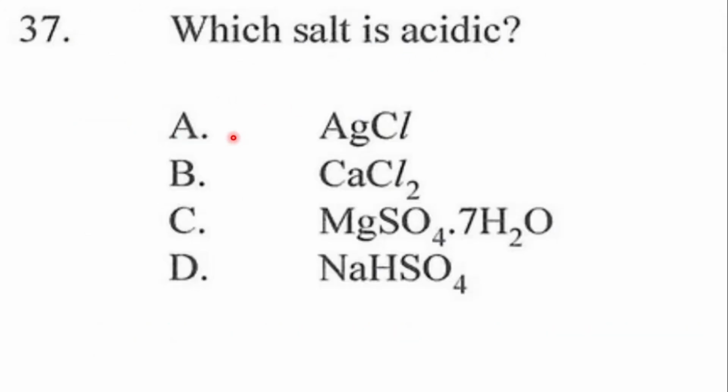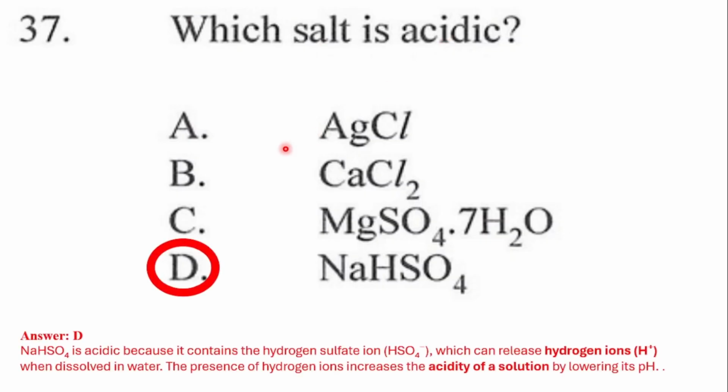Let's move on to question number 37. It says, which salt is acidic? Is it AgCl, CaCl2, MgSO4·7H2O, or NaHSO4? Which salt is acidic? Well, the correct answer is definitely going to be D. NaHSO4 is acidic because it contains the hydrogen sulfate ion.